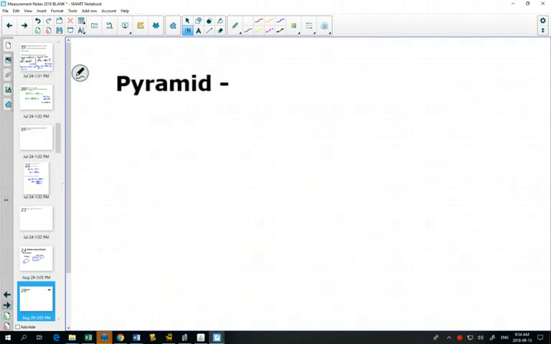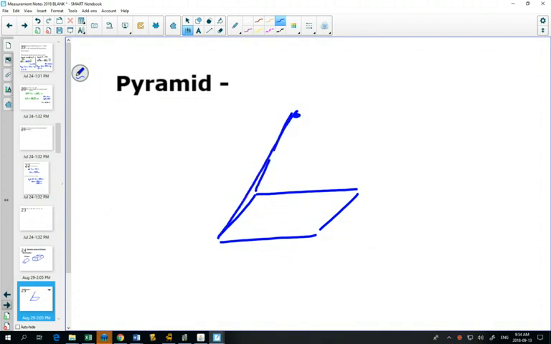A pyramid. A pyramid is a shape that has a base. The pyramids that we think about in Egypt might have a square base or a rectangular base. And then they have some point where everything attaches. We're mainly going to deal with regular pyramids, where this point up here is straight up from the middle of the base.